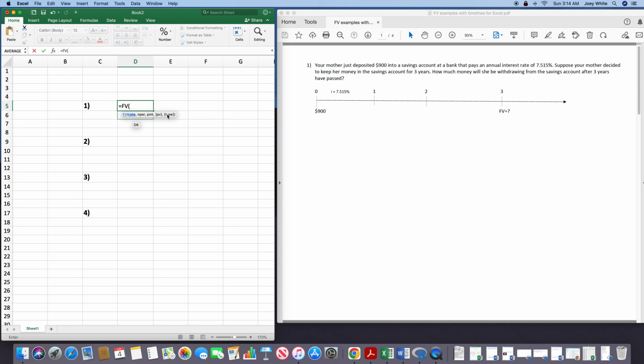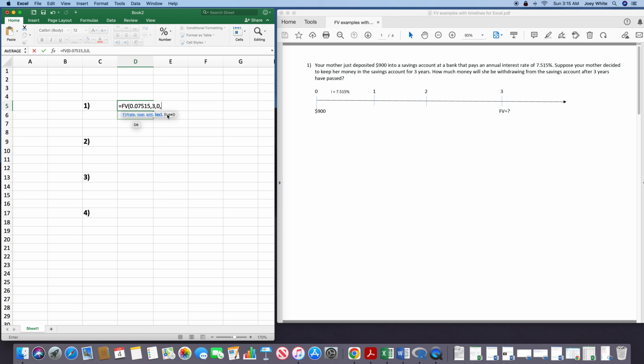Okay, so for rate, the rate is 7.515%, so that's going to be 0.07515, and then we'll put a comma. The comma denotes we're moving over to a new input. NPER, which is the number of periods, that's 3, and then do a comma. Right, payment, well, this is a lump sum formula, so there's no payment, so we just put a 0. Then you do comma, and now we have the present value.